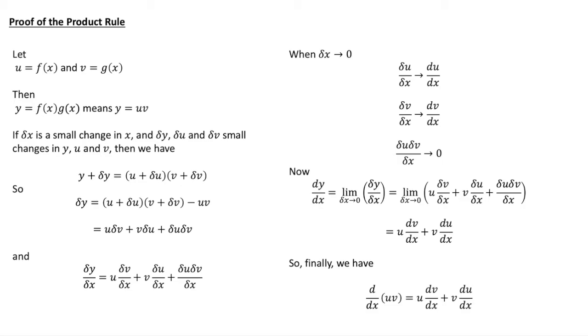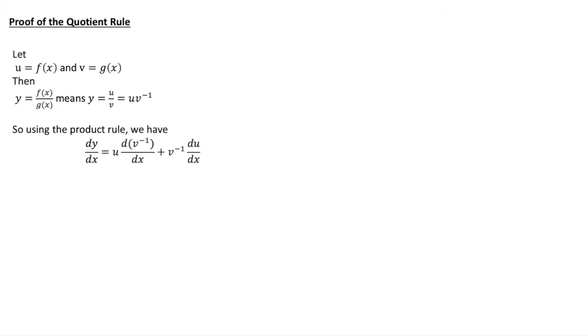Okay, so proof of the quotient rule. So we have u being f of x and v being g of x as before, and so y equals f of x over g of x is the same as saying y equals u over v. And what we can say about that is, of course, that it's equal to u times v to the power of minus 1. Okay, we are now going to use the product rule because we have y expressed as a product, so it's going to be u times the v to the minus 1 differentiated plus v to the minus 1 times u differentiated.